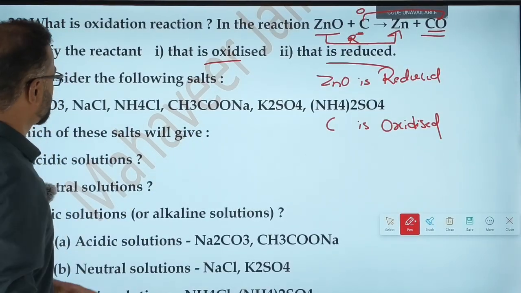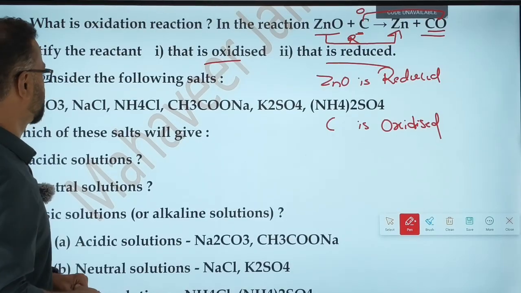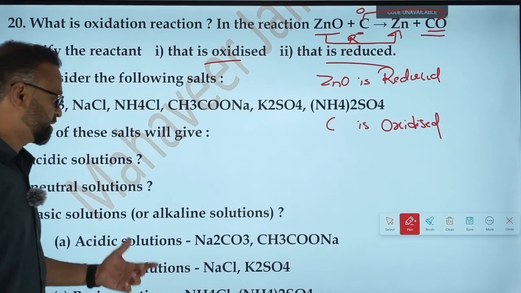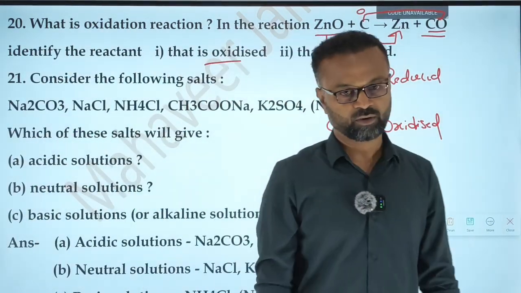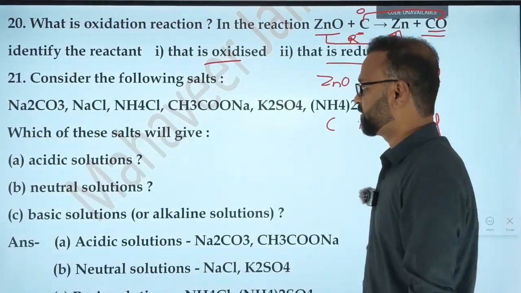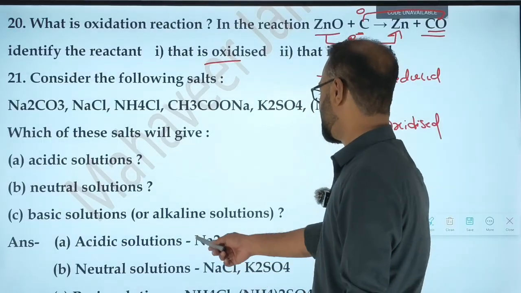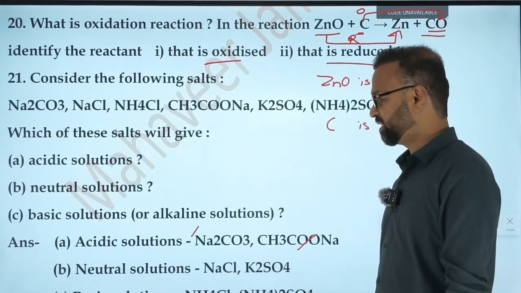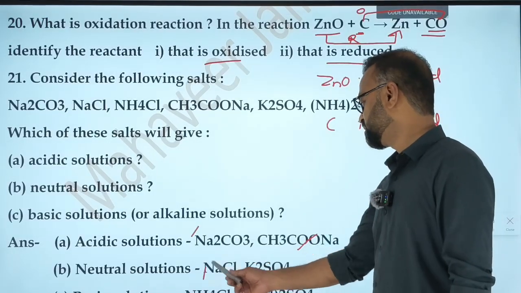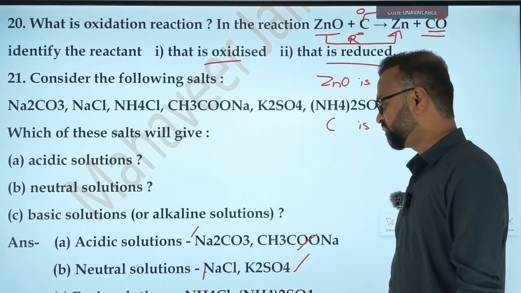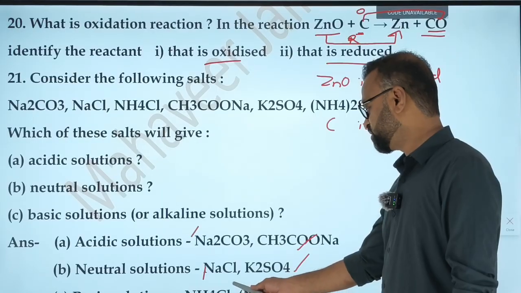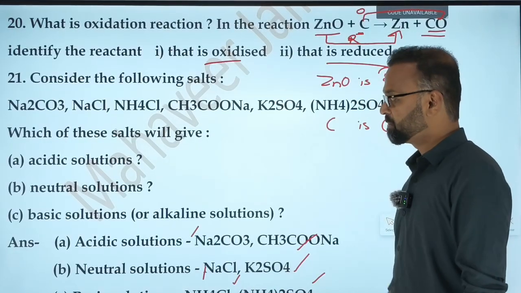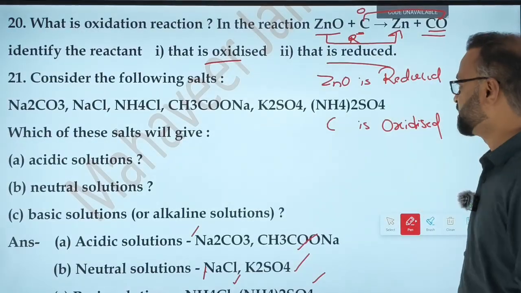So next one, 21st question, see here. Considering the following salts, which of these salts will give acidic solution, neutral solution and basic solutions in their aqueous state? Definitely, acidic solutions are sodium carbonate and sodium acetate. So these are acidic in nature. Neutral salts: sodium chloride and potassium sulfate, and basic salts are anything which contains the ammonium salt. Ammonium chloride and ammonium sulfate are the basic solutions. Hope this is clear. Fine.